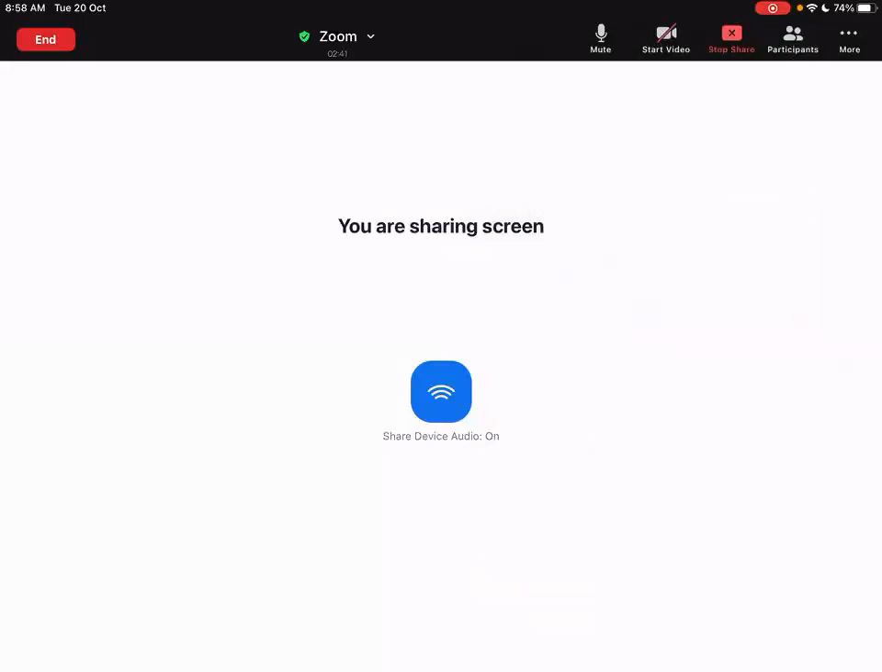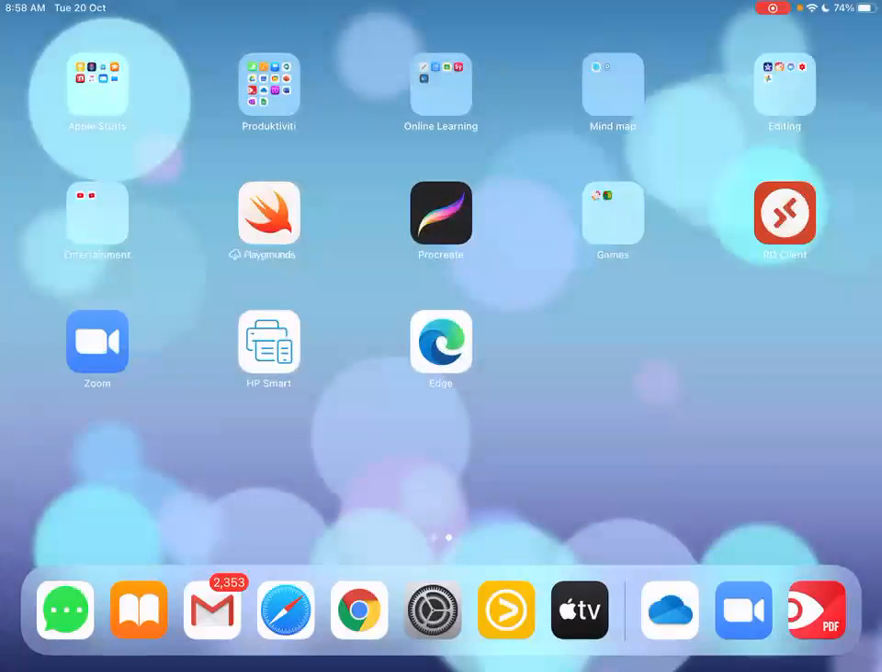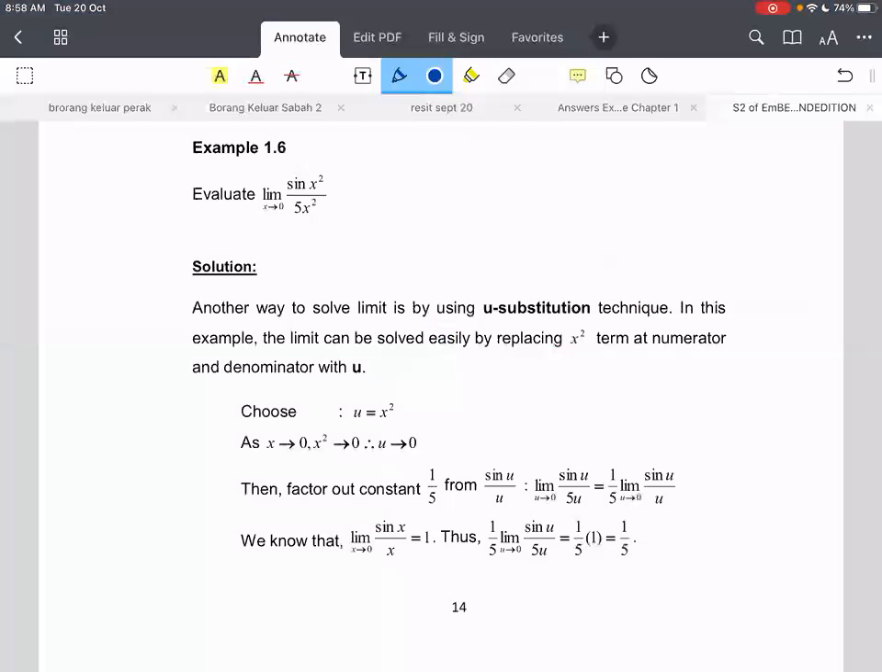Welcome back, everyone. So we start, wait. Okay, this one. So we continue with example 1.6. Evaluate the limit as x approaches 0 for sine x squared over 5x squared.